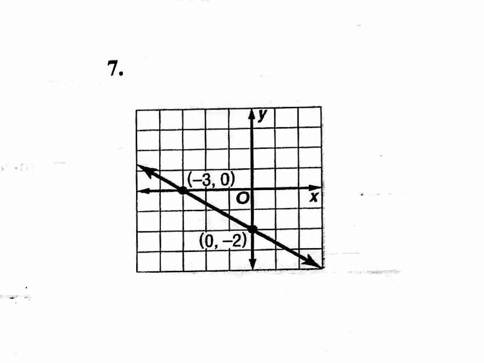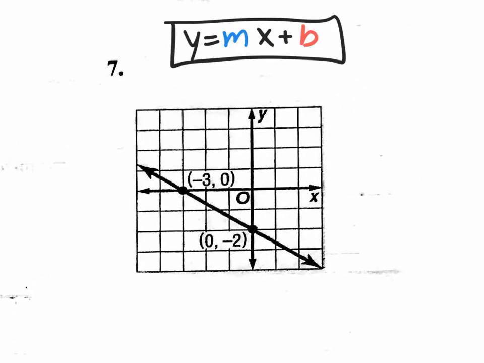So once again, we need y equals mx plus b. The b is easy. It's just where it crosses your y-axis. So here's your y. It crosses right here. That's negative 2. So the b value is negative 2. Now the m value, pick 2 points, they give them to you, and count how much you rise and how much you run to get to the next point from left to right.